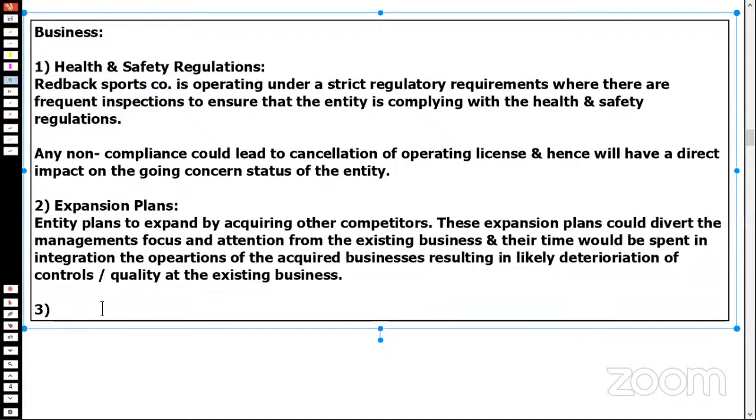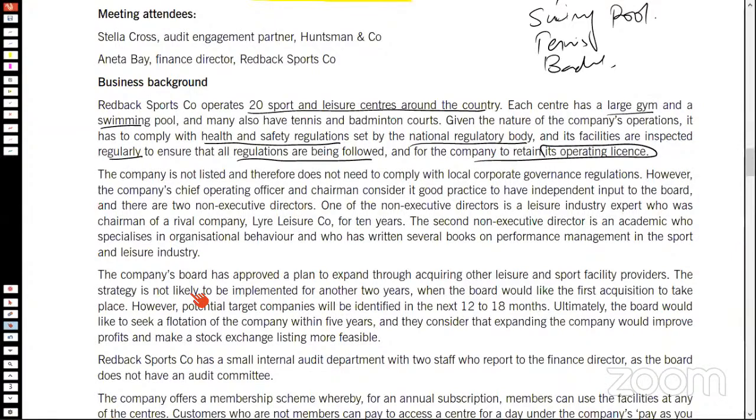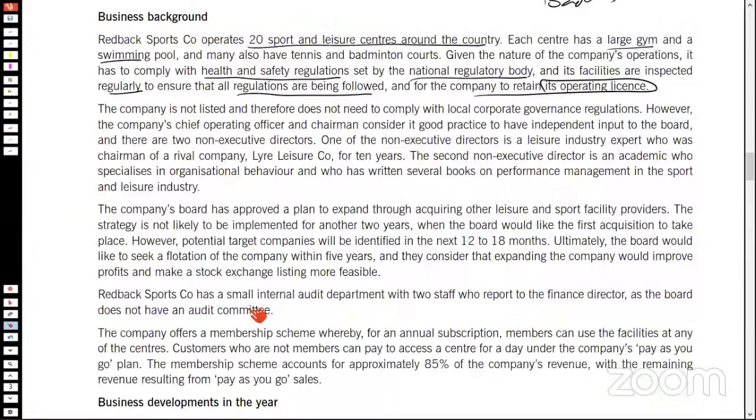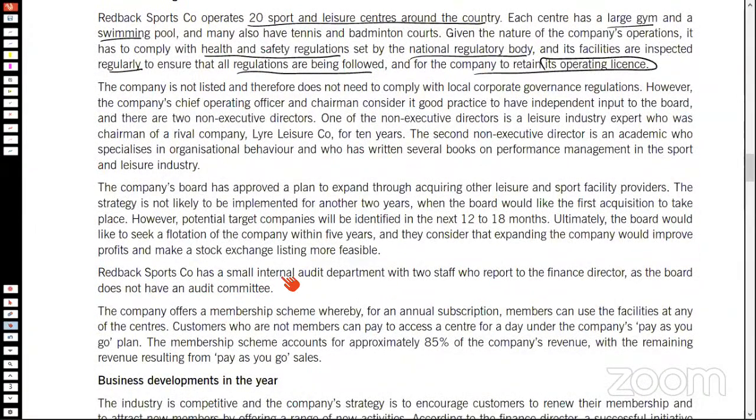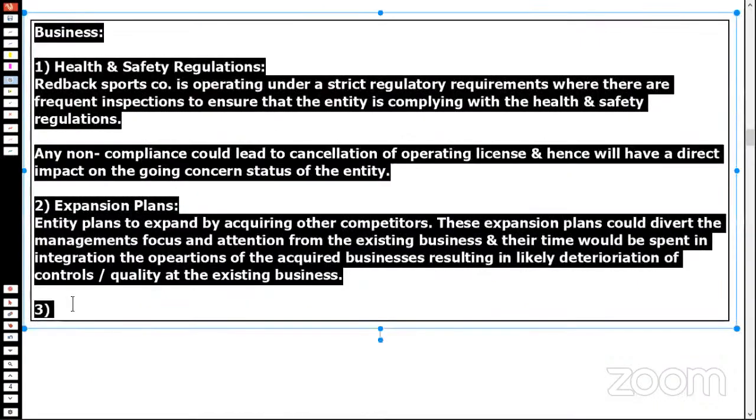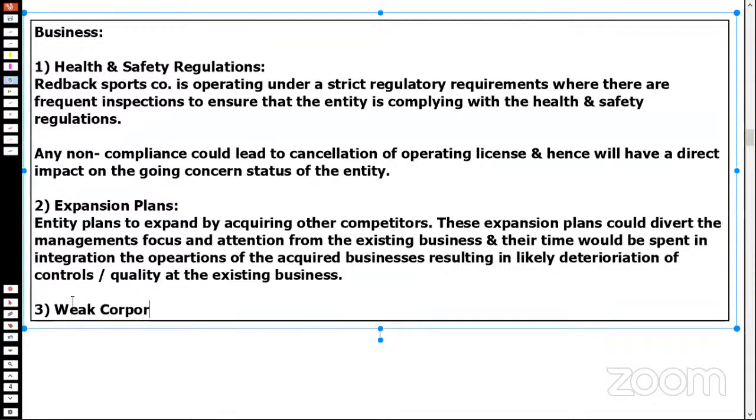Now, what next is there? It says the company's board has approved a plan to expand. Okay, we have read through this. Redback Sports Company has a small internal audit department with 2 staff who report to the finance director, as the board does not have an audit committee. Now, what are we trying to do? We are trying to identify the business risk. We have covered this. We now need to cover weak corporate governance.